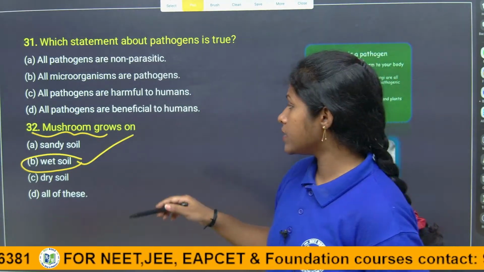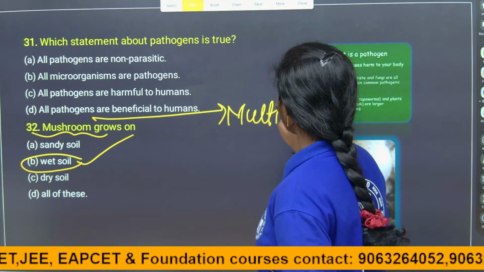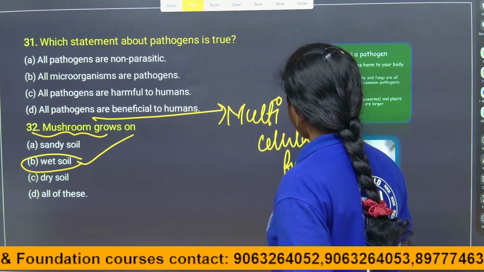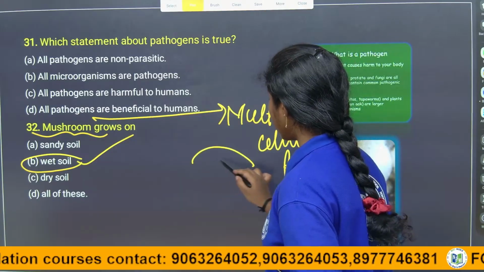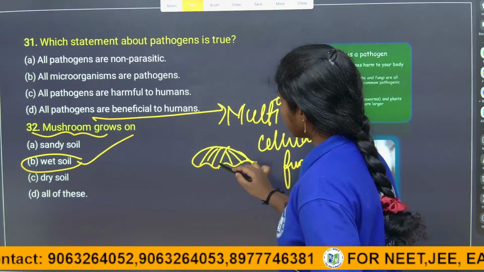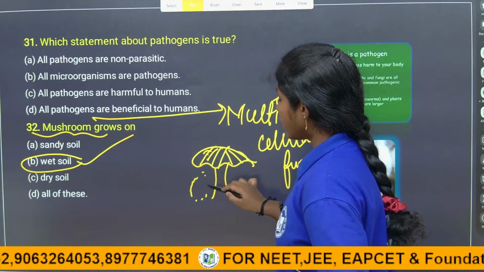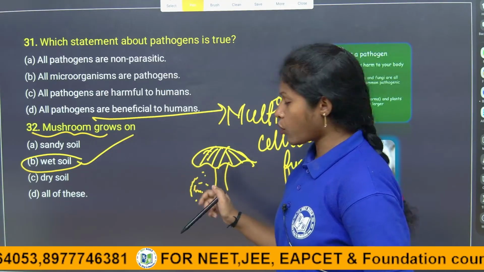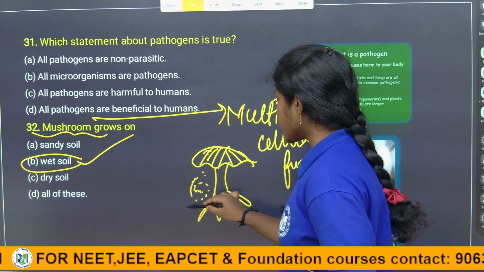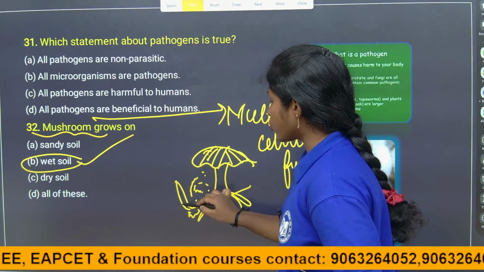Mushroom is a multicellular fungus. They have slit-like structures which, when the condition is favorable, drop the spores on the ground. If there are suitable conditions, what will happen, children? They again germinate into an entire mushroom.